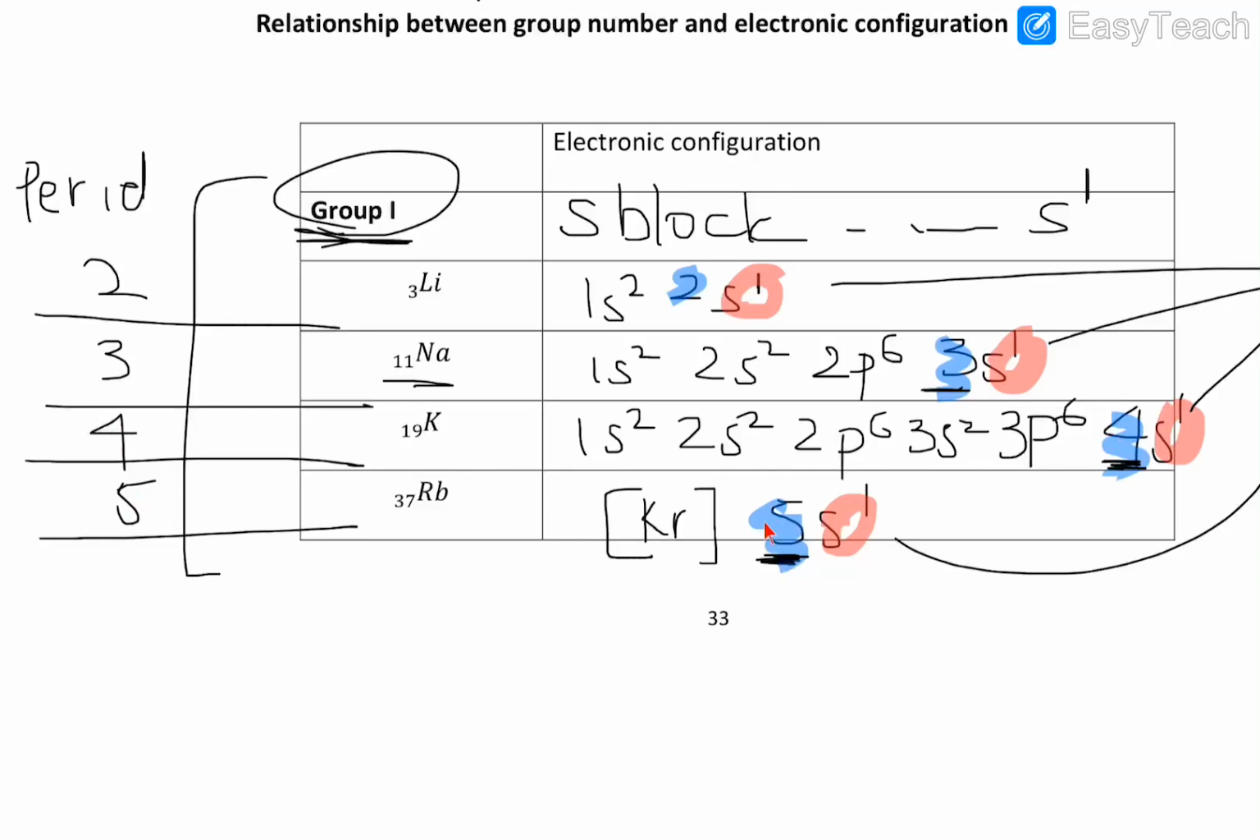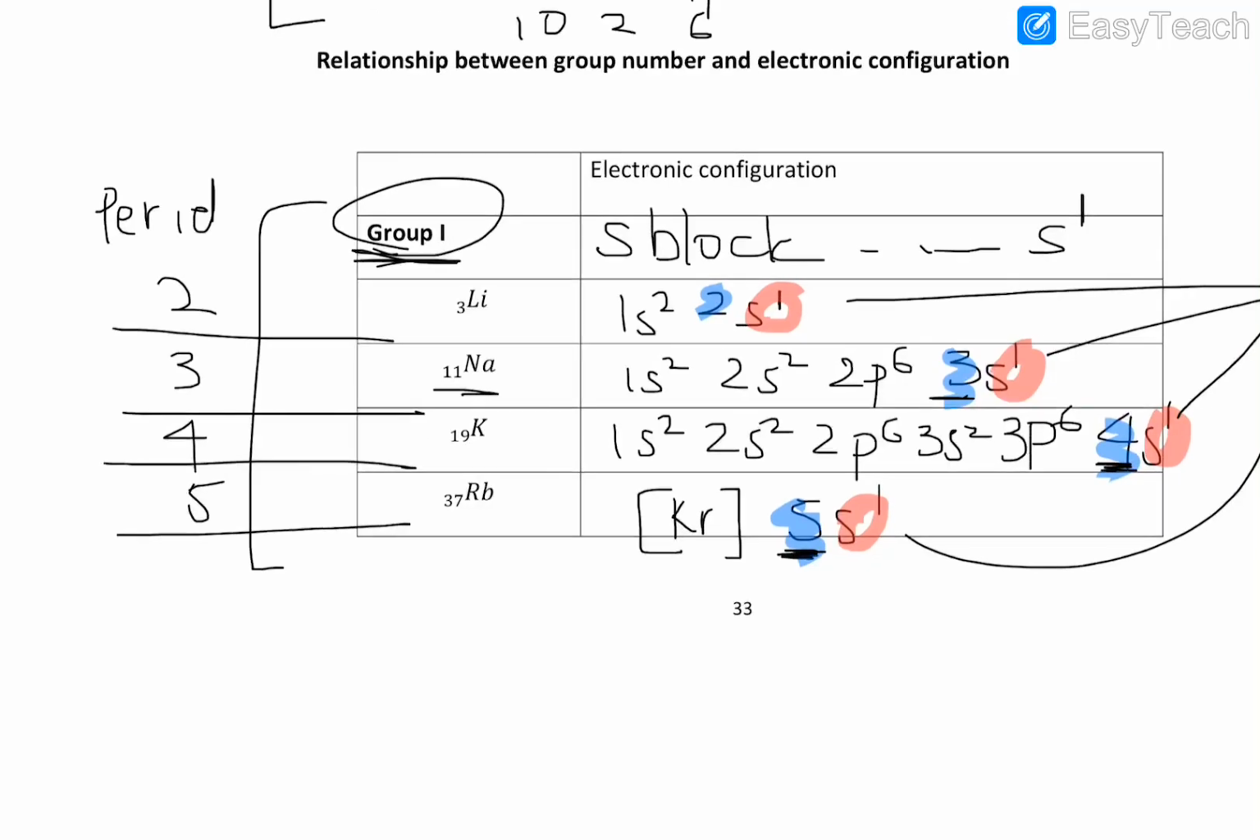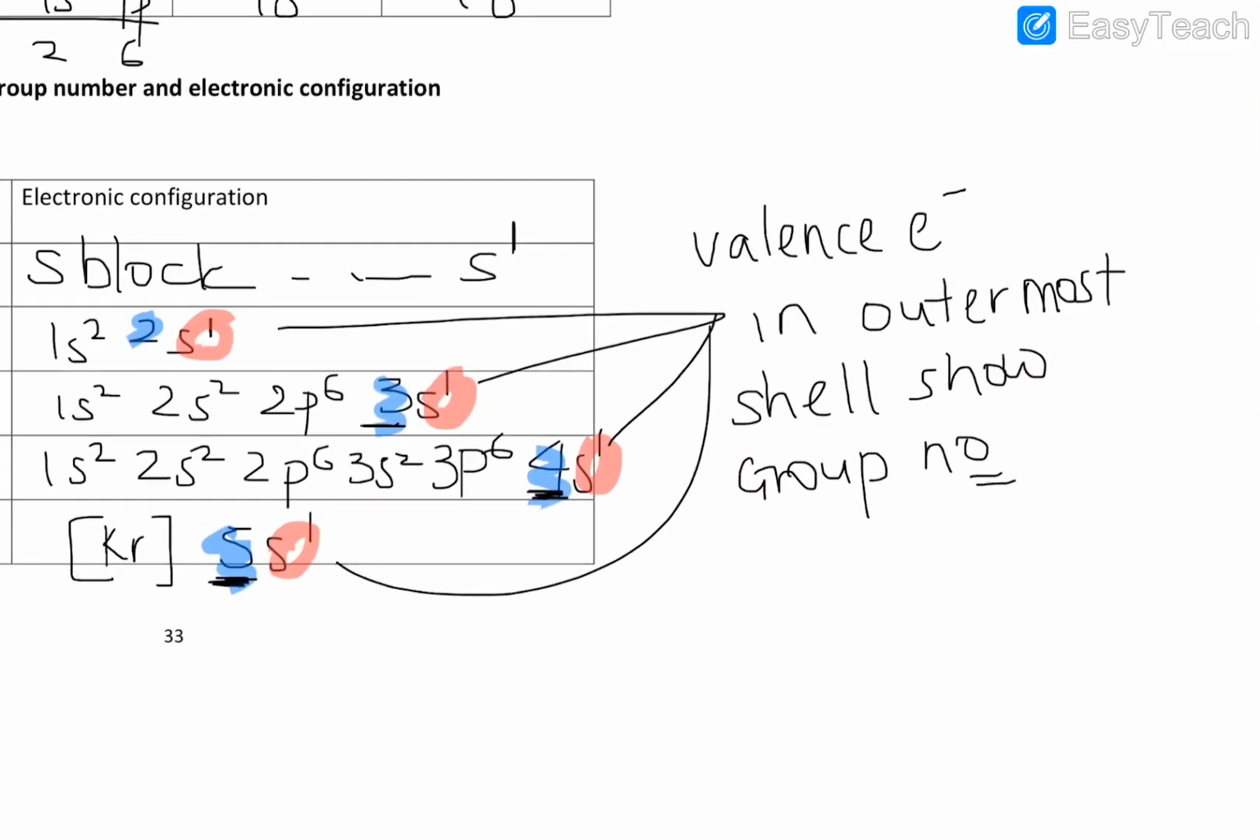So fifth period, we're filling in the fifth energy level. Fourth period, fourth energy level, third period, third energy level, and so on. So the period number will tell you what energy level to fill in, and the group number is going to tell you how many outermost electrons there should be. Okay, so let's see group 2 now.